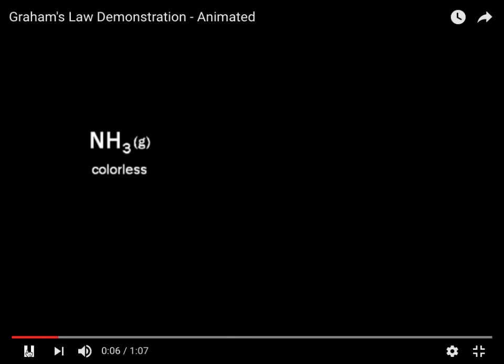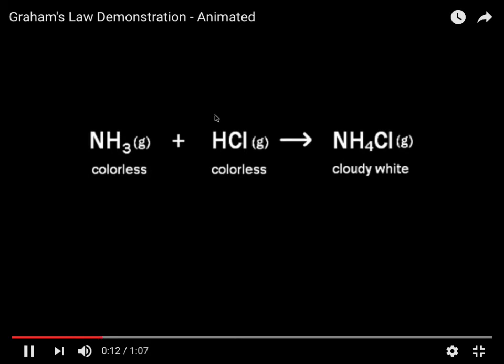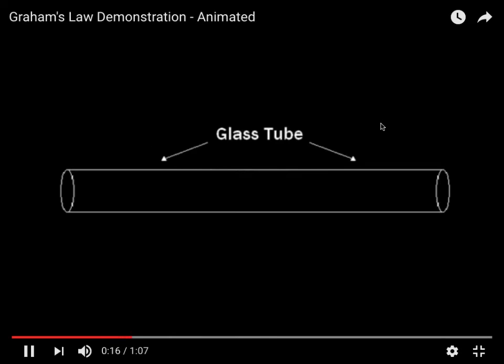This YouTube video shows how Graham's law is demonstrated, with this animation. This is going to be very important because you will see this example over and over. So if we have colorless ammonia gas and colorless hydrochloric acid gas, it actually forms ammonium chloride.